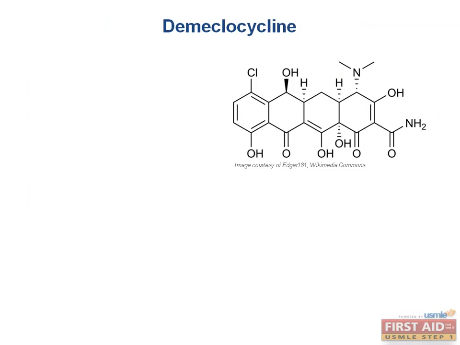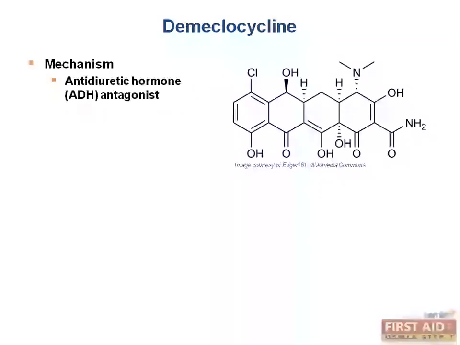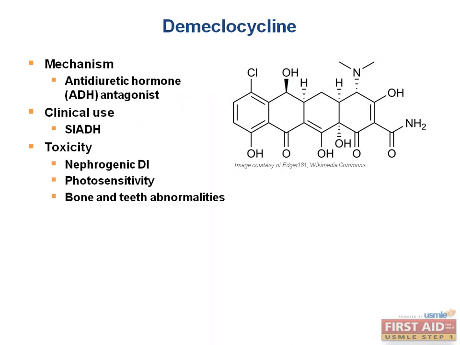Demeclocycline is one of the tetracycline antibiotics, but a known side effect of this drug is that it blocks ADH. That's why it can be used to treat SIADH. But what do you think the side effect of this is going to be? Right, it will induce diabetes insipidus. In this case, nephrogenic diabetes insipidus, because it blocks the kidney's ability to respond to ADH. Since it is a member of the tetracycline family, it is also associated with photosensitivity, bone, and teeth abnormalities.